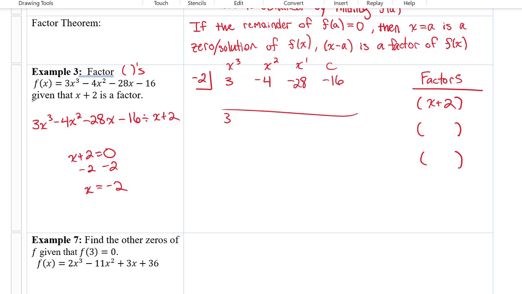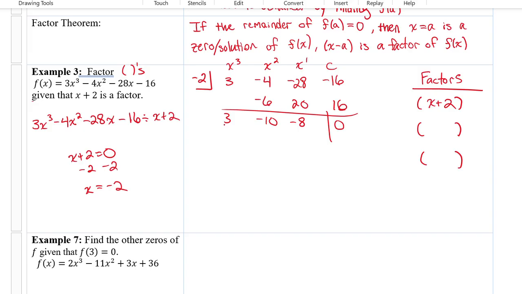Make my line, drop the first number, multiply by the box number, and then add, multiply by the box number, and then add, multiply by the box number, and then add. Notice how our remainder is 0. That's a good thing. If you get a remainder of 0, that means you have created a polynomial that we can potentially do more math with. We can factor it further.